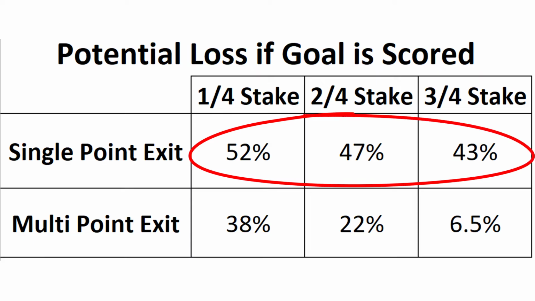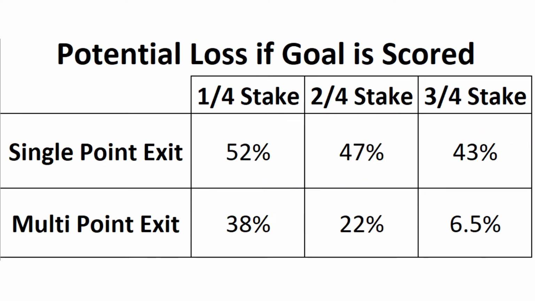However, there's one thing that's just unavoidable to notice at this point, and that is the potential loss in the event our goal is scored is significantly worse in a single point exit compared to the multi-point exit. The potential loss was always hovering in and around the 40% mark in the single point exit, but by the time we've got a third of our stake out of the market, our potential loss is down to about 6.5% in the multi-point exit. This is a really significant difference.